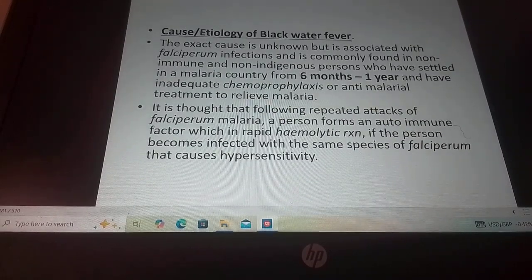So in black water fever, what you need to know is the etiology. The exact cause is unknown, but remember it is associated with P. falciparum infection, and is now commonly found in non-immune and non-indigenous persons who have settled in the malaria endemic zone for about 1 year, and they have inadequate chemoprophylaxis or antimalarial treatment to relieve that malaria. So it is thought that following repeated attacks of falciparum, a person forms an autoimmune factor which causes a rapid hemolytic reaction. So if the person becomes infected with the same species, that causes the hypersensitivity.